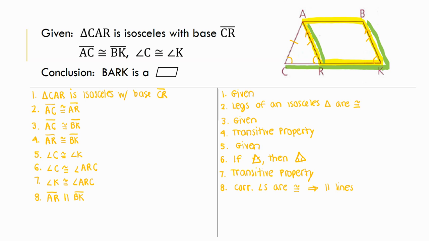And so because I have all of that, I have enough information to prove what I want. I can say that BARK is a parallelogram, and that's because if one pair of opposite sides are both parallel and congruent, that gives us a parallelogram.